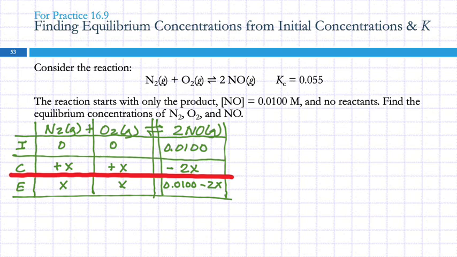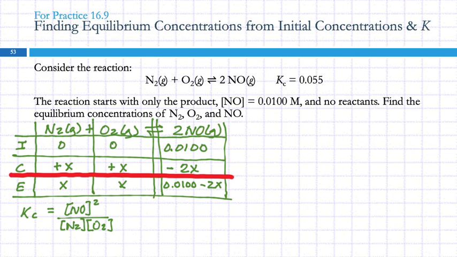Okay, so now we've got our equilibrium concentration in terms of X. We're going to write the equilibrium constant expression. Kc is equal to NO squared divided by N2 times O2. That's what we learned at the beginning of the chapter.